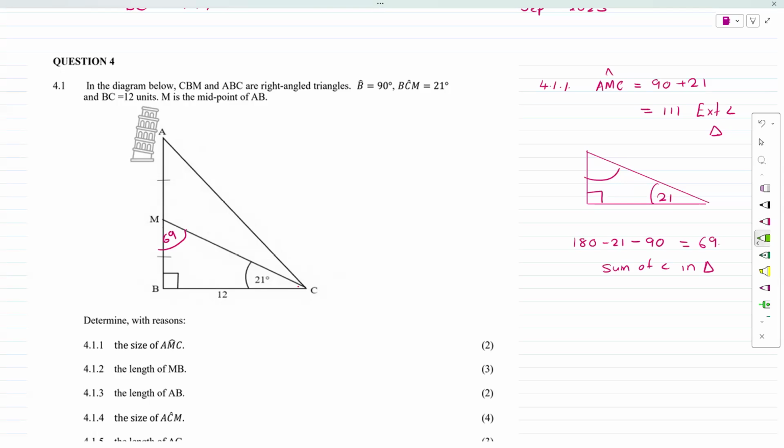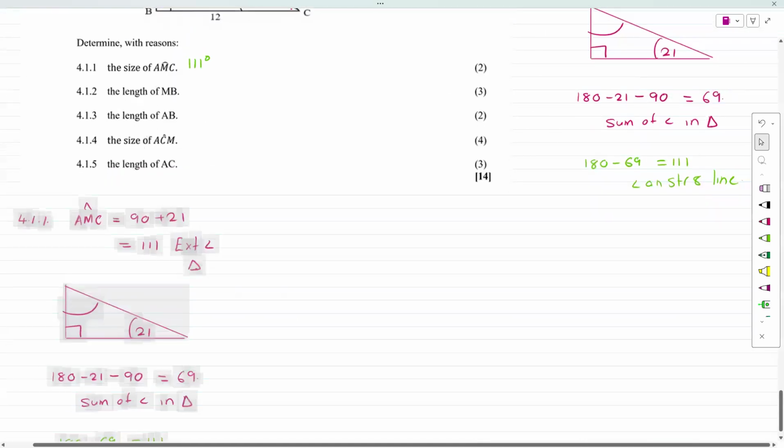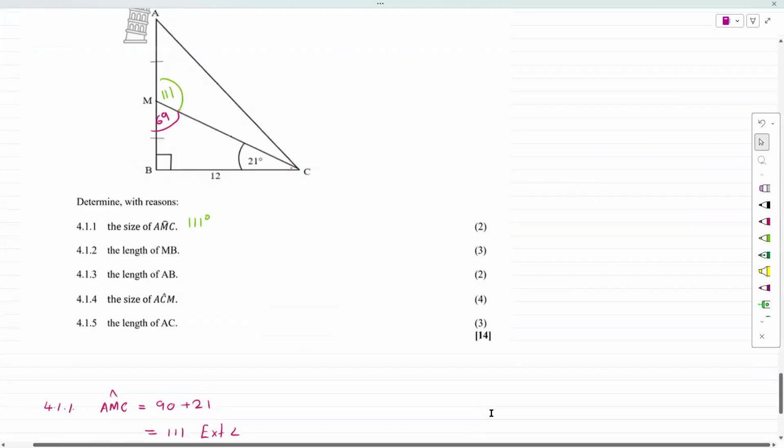And what we can do is say angles on a straight line. So 180 minus 69 equals 111. Angles on a straight line. But if you guys manage to see the exterior angles, that's fine with me. Either way is good. We shouldn't have a problem. As long as you guys manage to see the exterior angles, that's fine.